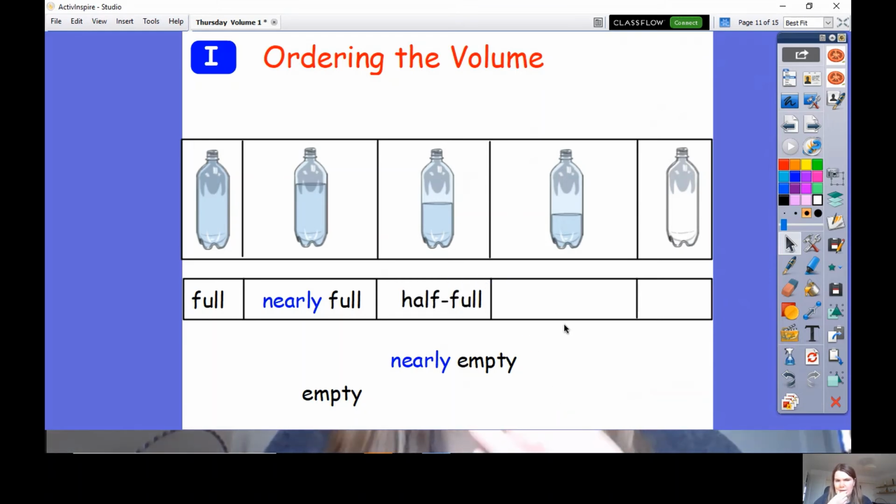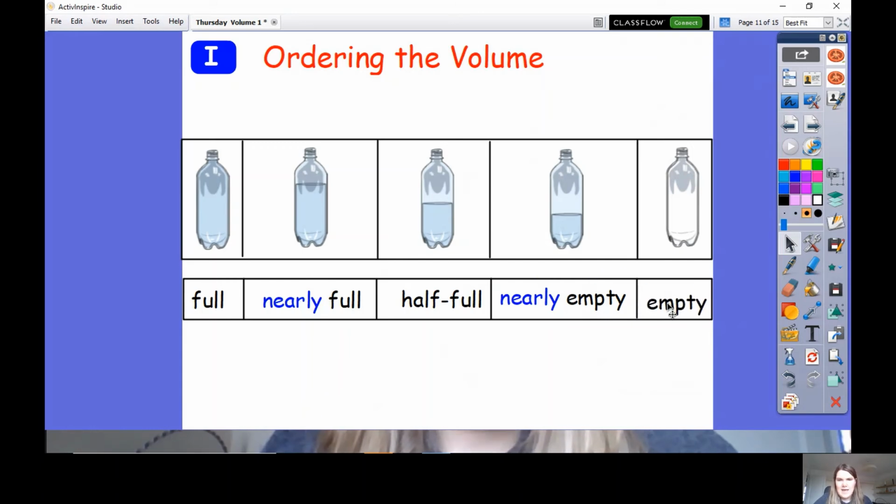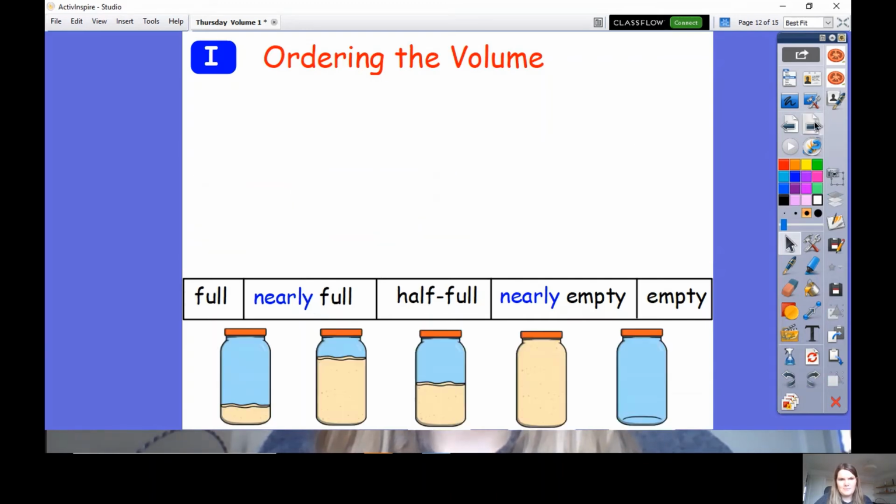I've got two more left. We've got nearly empty and empty. Would nearly empty go here? Well, no, because that would mean that there's some liquid in it. So nearly empty must go here, which means my last one is empty. So I have ordered the volume from full all the way down to empty.